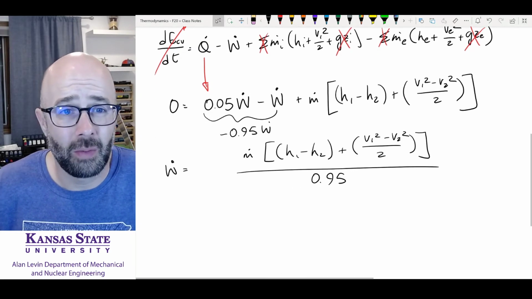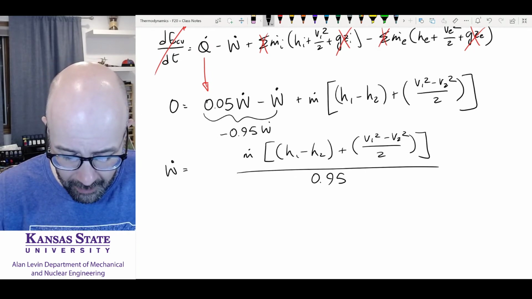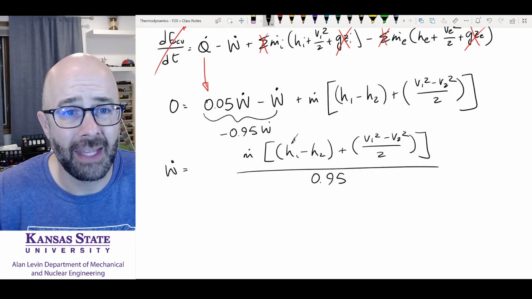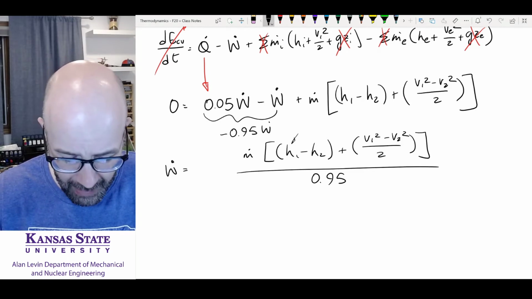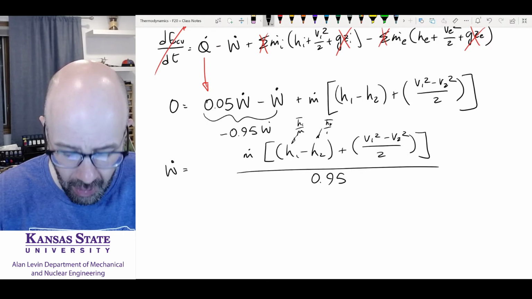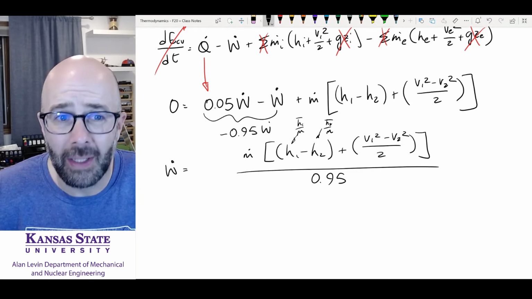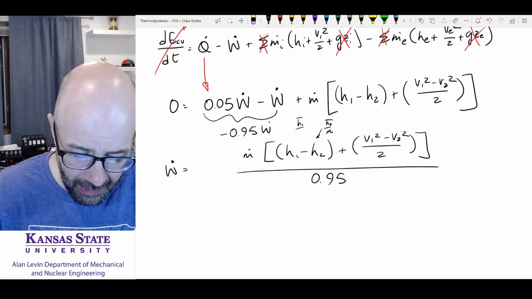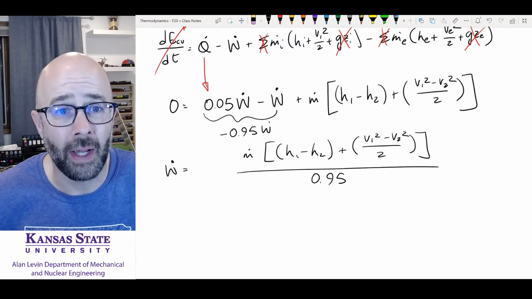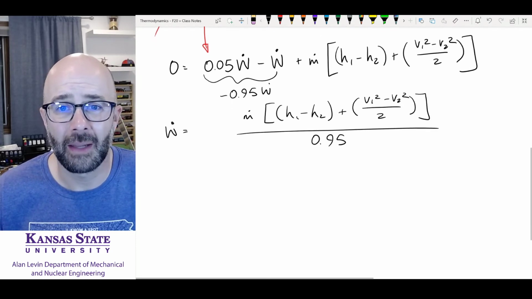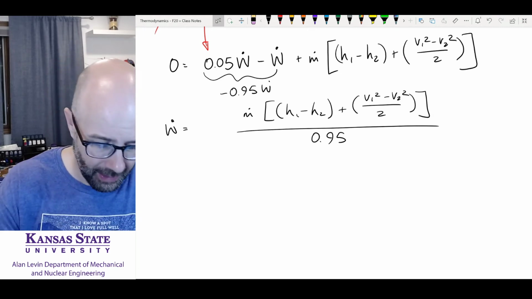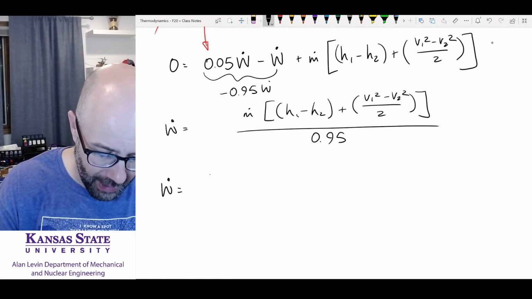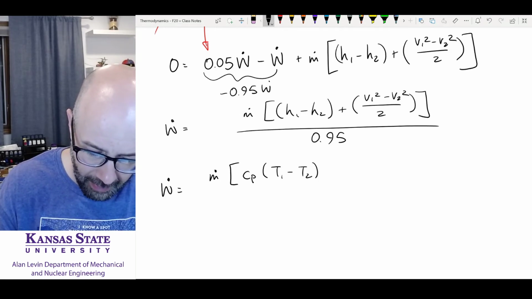Now again, here's where we would choose, if we were going to do variable specific heats, we would look up the h1 bar and h2 bar. We would find this as h1 bar over molecular weight, and this is going to be h2 bar over molecular weight. But that's not how we're doing it here. This problem is saying constant specific heats, and so I want to do it that way. Okay, so we're doing the ideal gas assumption, constant specific heats, and we're going to get to the power is equal to mass flow rate times Cp times T1 minus T2 plus V1 squared minus V2 squared all over 2.